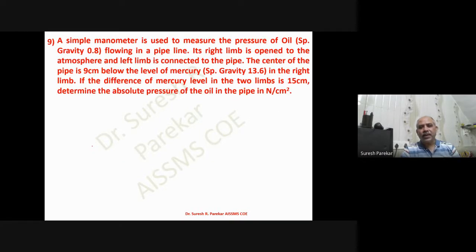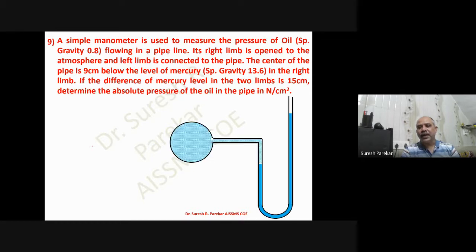A simple manometer is used to measure the pressure of oil flowing in a pipeline, having specific gravity 0.8. Its right limb is open to the atmosphere and the left limb is connected to the pipe. The center of the pipe is 9 cm below the level of mercury, of specific gravity 13.6, in the right limb, and the difference of mercury level in the two limbs is 15 cm. Determine the absolute pressure of the oil in the pipe in Newton per centimeter square.